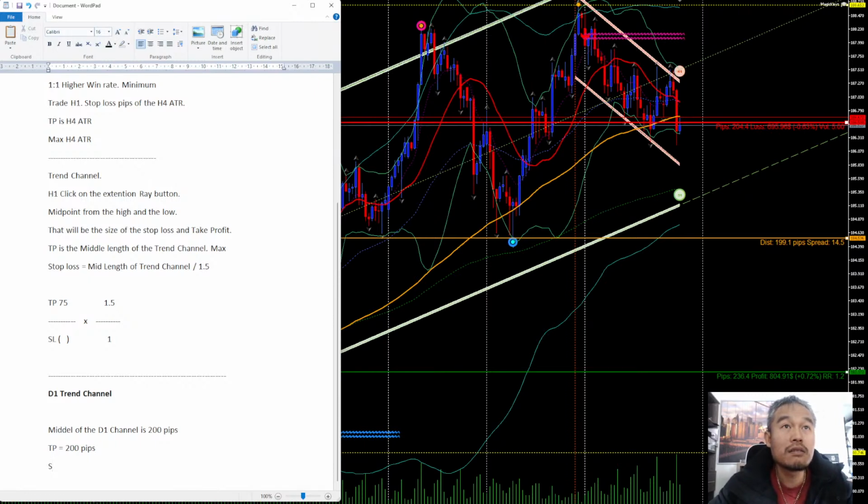Stop loss is 200 divided by 1.5, which equals 133. That's amazing math. That's pretty close.